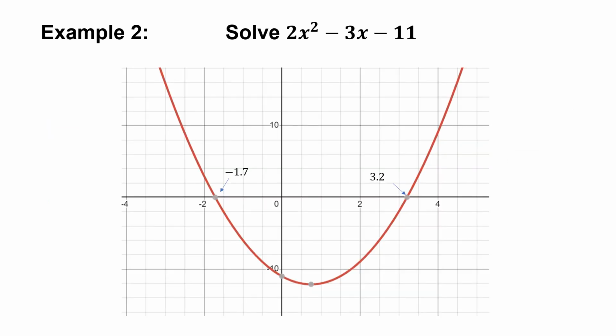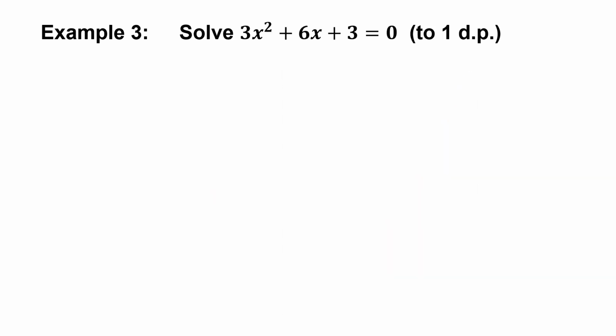And again, I've plotted the graph here. So we've got the graph of 2x squared minus 3x minus 11. And we can see here that the points we've got are correct. So it crosses the x-axis at minus 1.7 and 3.2. So we'll now move on to the third example.